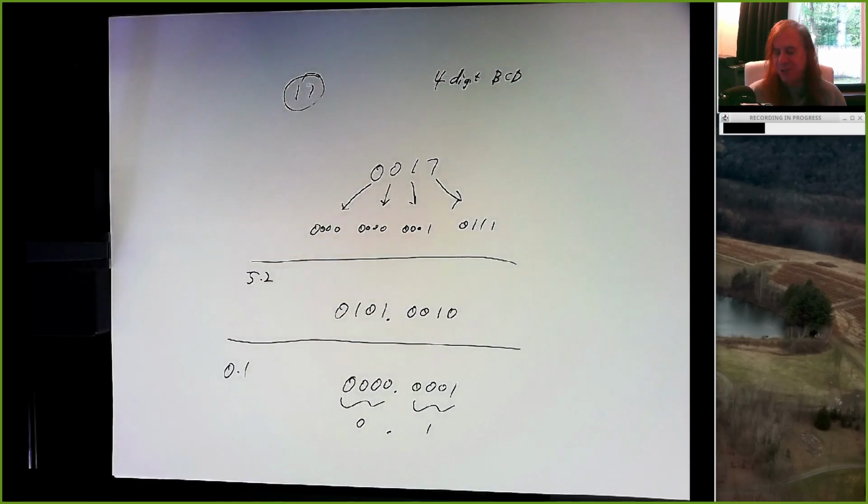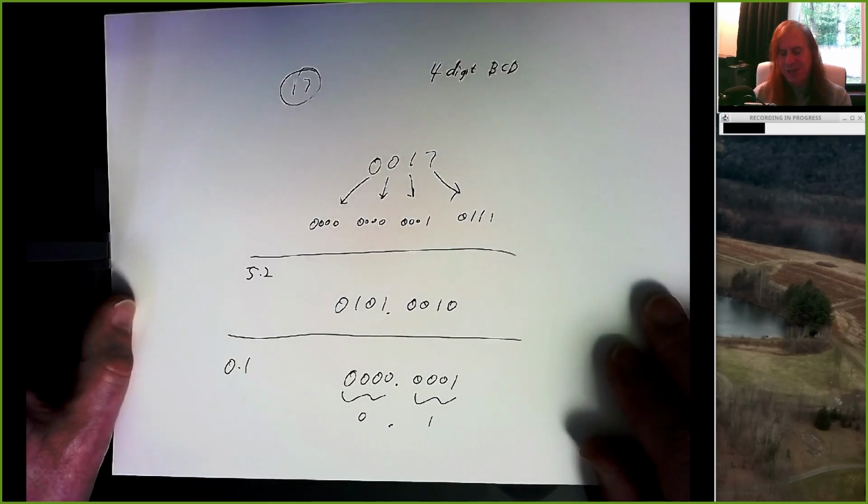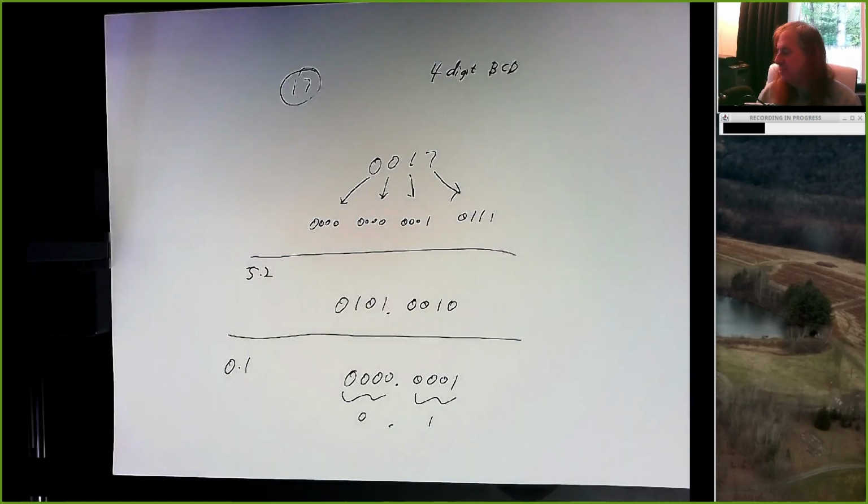And a lot of machines will do more than one type of representation. They'll let you say, hey, add these two numbers as BCD numbers, add these two numbers as signed magnitude, add them as 2's complement.